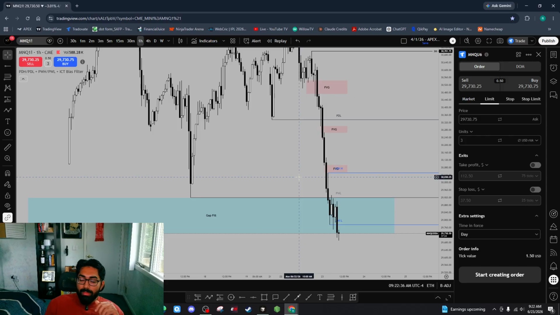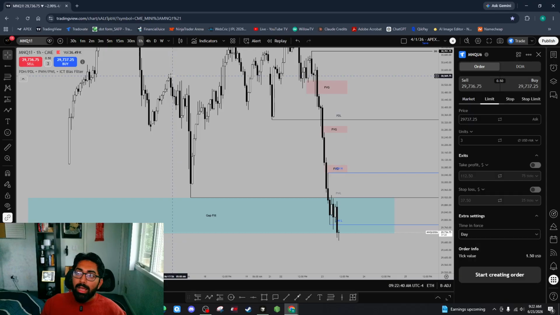So I like to treat gap fills, so gaps basically, when the market fills a gap, I like to treat it with the same amount of strength as a high time frame SMT divergence. And we know that an SMT divergence is when one of the pairs makes a lower low while the other makes a higher low, or one makes a higher high while the other makes a lower high.